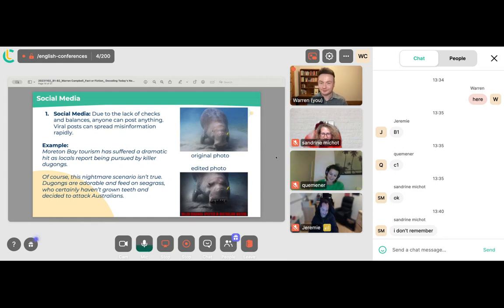Now, this nightmare scenario isn't true. Dugongs are adorable and feed on seagrass, and they certainly do not have teeth like we have in this picture here. This image turned out to be fake, okay? And it turned out they hadn't actually decided to attack Australians either. It's a really good photo though, right? It looks very realistic.